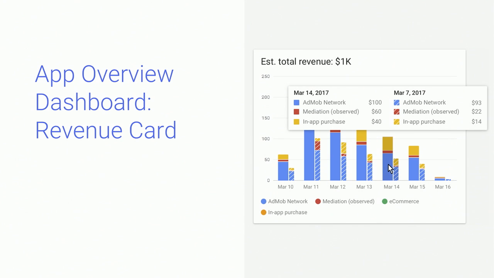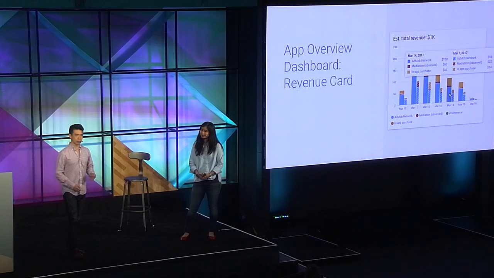I mentioned earlier that monetization strategies are becoming more and more complex with the shift towards hybrid monetization. And as that happens, it's getting harder and harder to track your overall earnings. We believe that if it's hard to measure, then it's even harder to optimize. So let me give you an example.